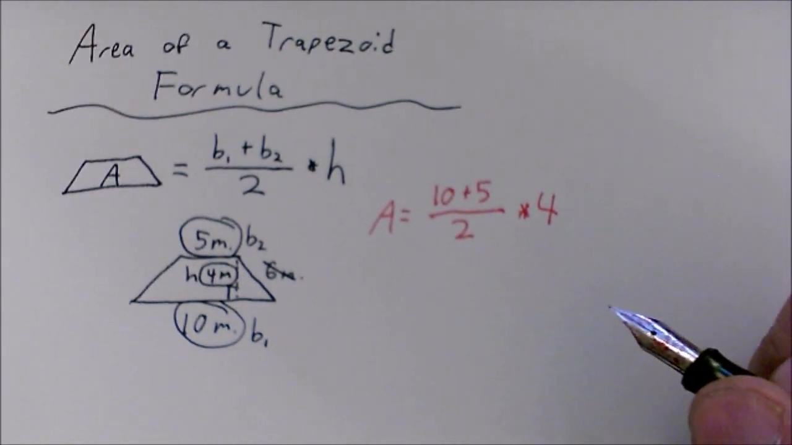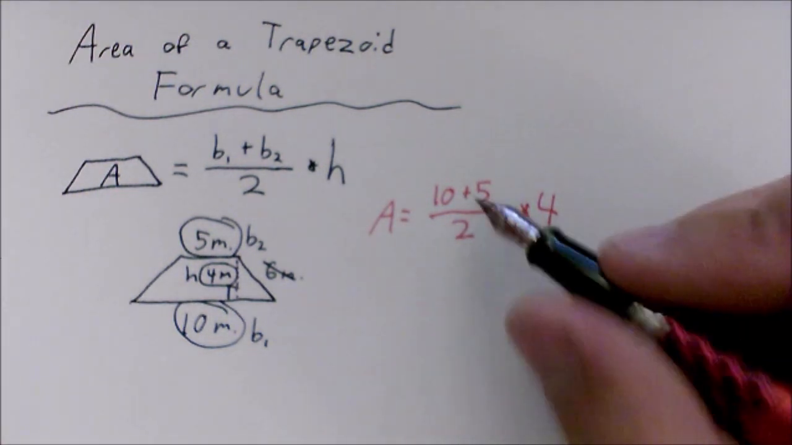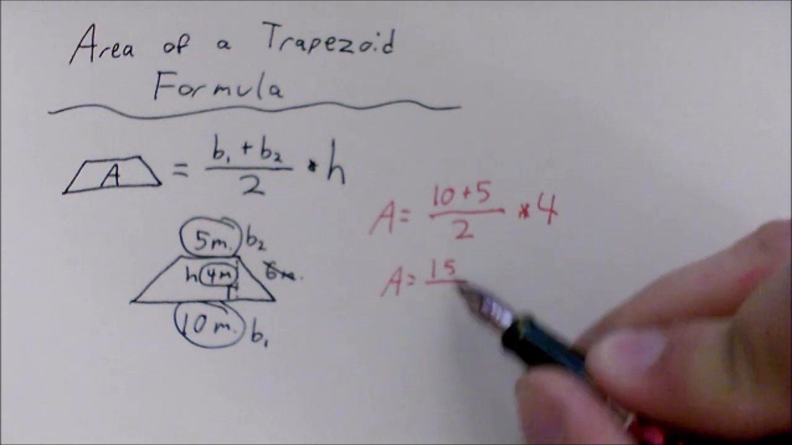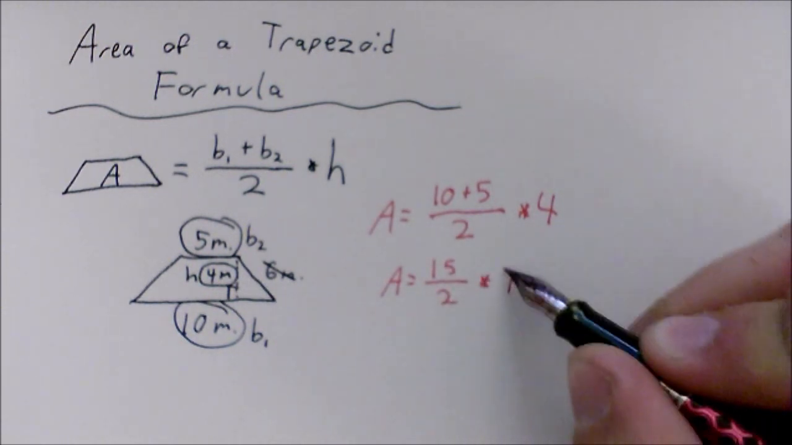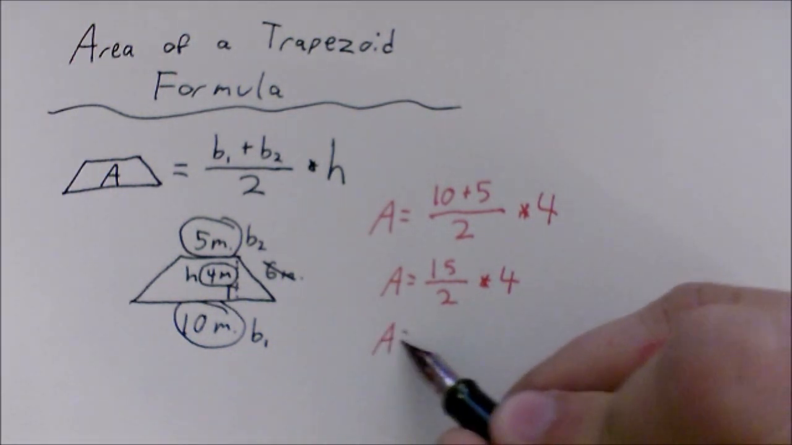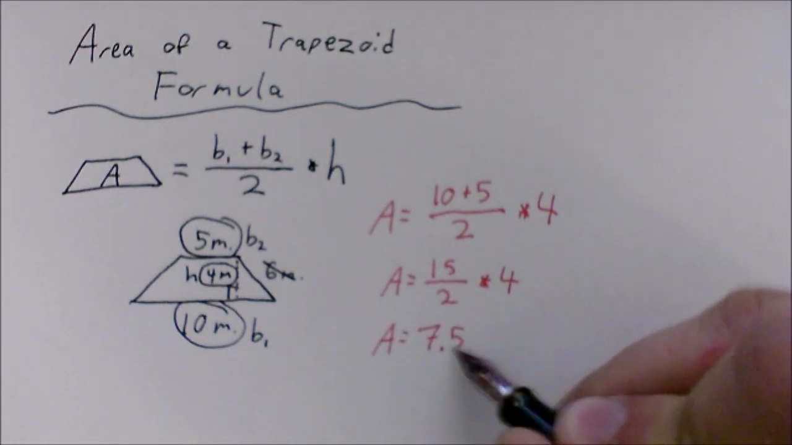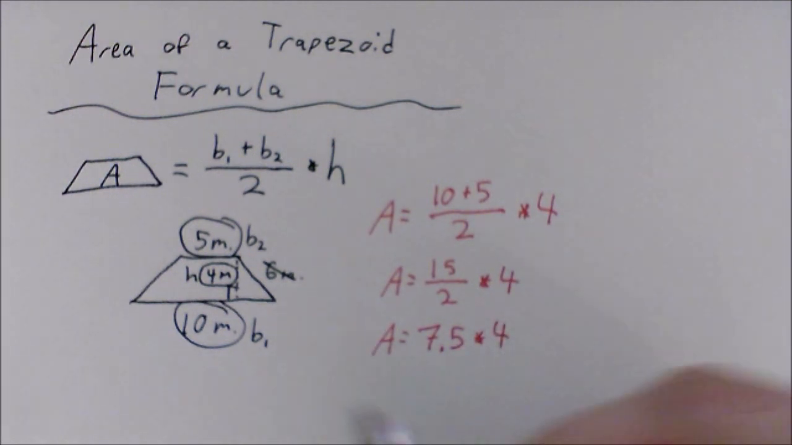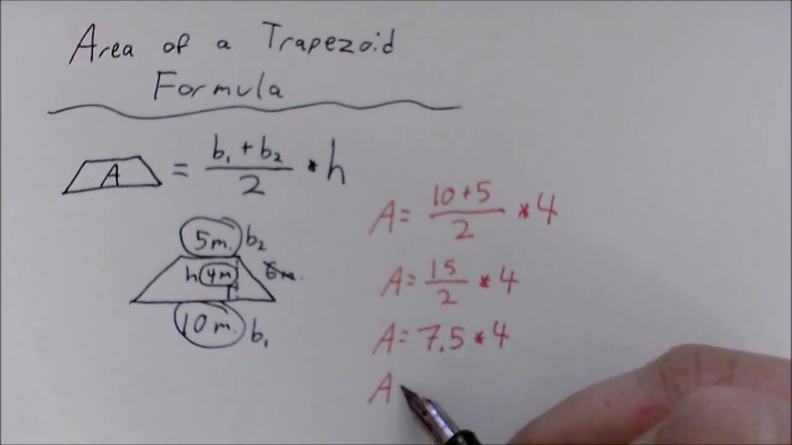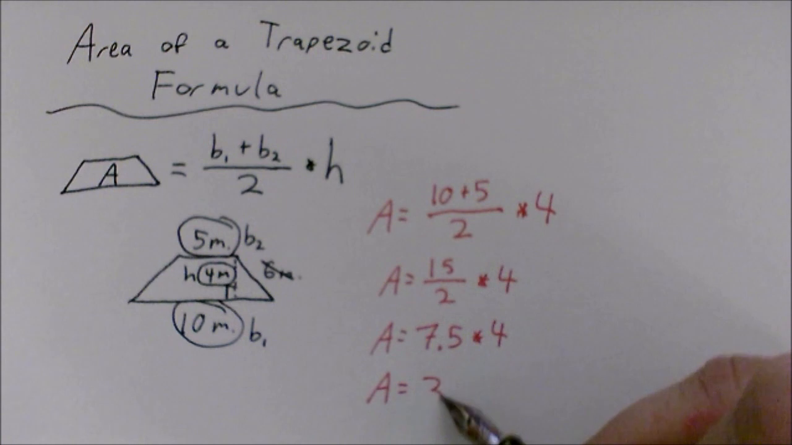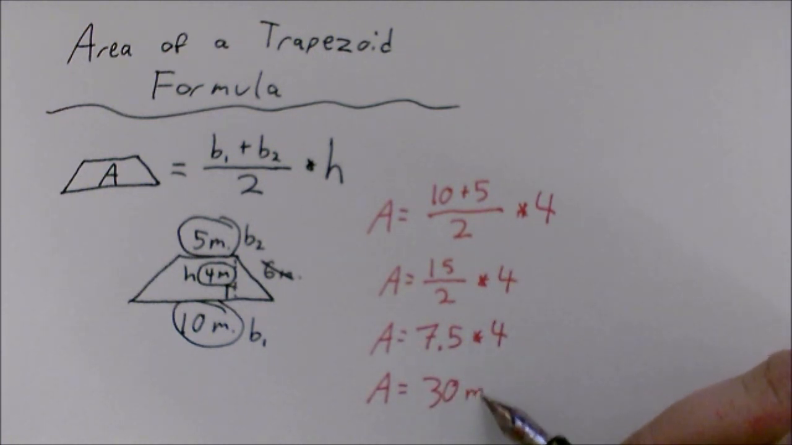Following our order of operations, we must take care of this first. Area equals 15 divided by 2 times 4. 15 divided by 2 is going to give me 7.5. 7.5 times 4 is going to give me an area of 30 meters squared.